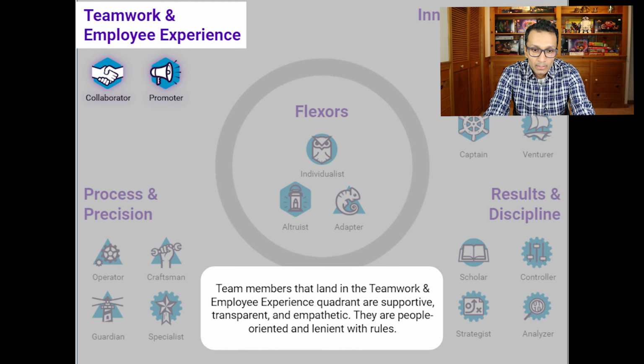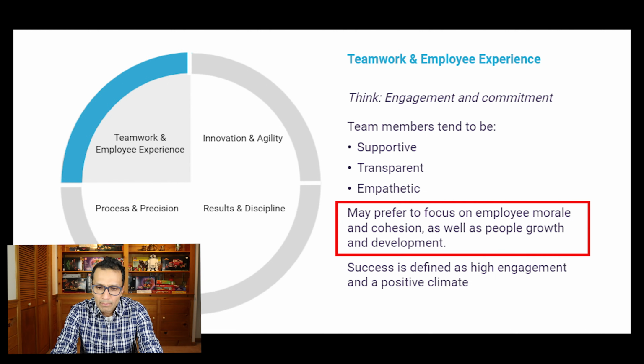The next one is teamwork and employee experience. These are the people who are supportive, transparent, and empathetic. They are people-oriented and lenient with rules. They may prefer to focus on employee morale and cohesion, as well as people growth and development.